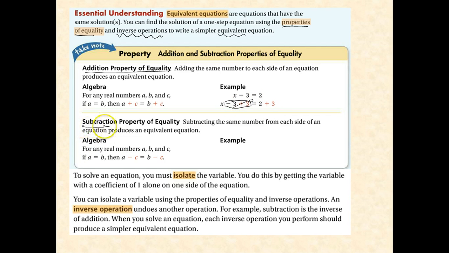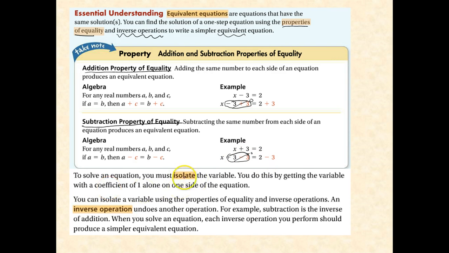So this works with the subtraction property of equality too. We can subtract the same number from each side. So for example, if we had x plus 3 equals 2, we could subtract 3 from both sides, and we would get x plus 3 minus 3, and that's 0, and we would get x equals negative 1.